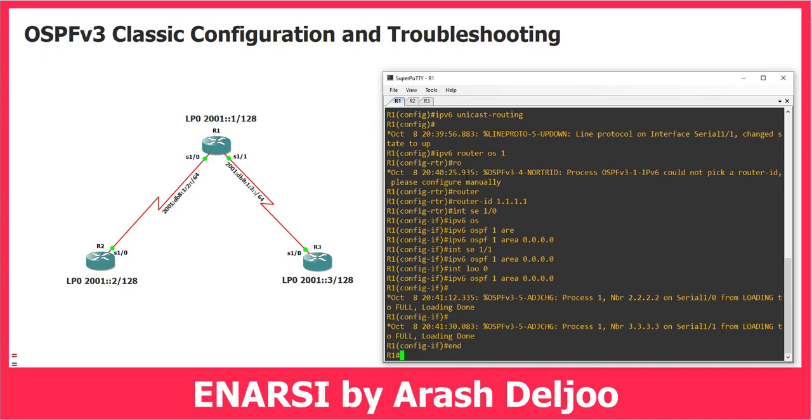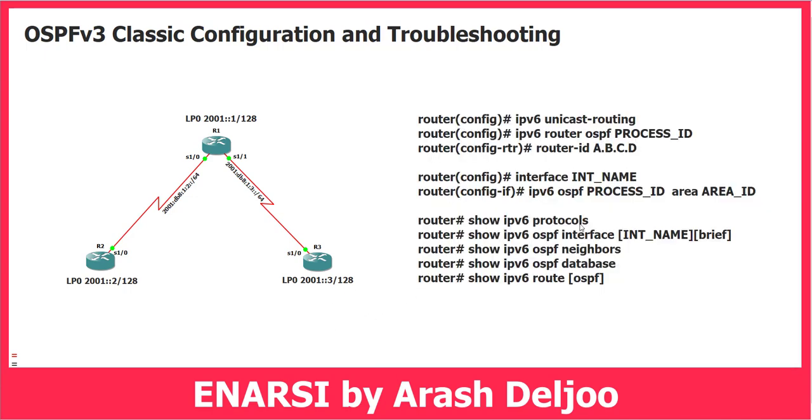Let me show you. For verification, we should use these commands. You have learned about these commands for IPv4, but here, instead of IP, you should use IPv6. For example, instead of show ip protocols, you should use show ipv6 protocols. Instead of show ip ospf interface or interface brief, you can use show ipv6 ospf interface name or show ipv6 ospf interface brief. Instead of show ip ospf neighbor, you should use show ipv6 ospf neighbor. Instead of show ip ospf database, we should use show ipv6 ospf database. And finally, instead of show ip route, we should use show ipv6 route | include OSPF, for example.